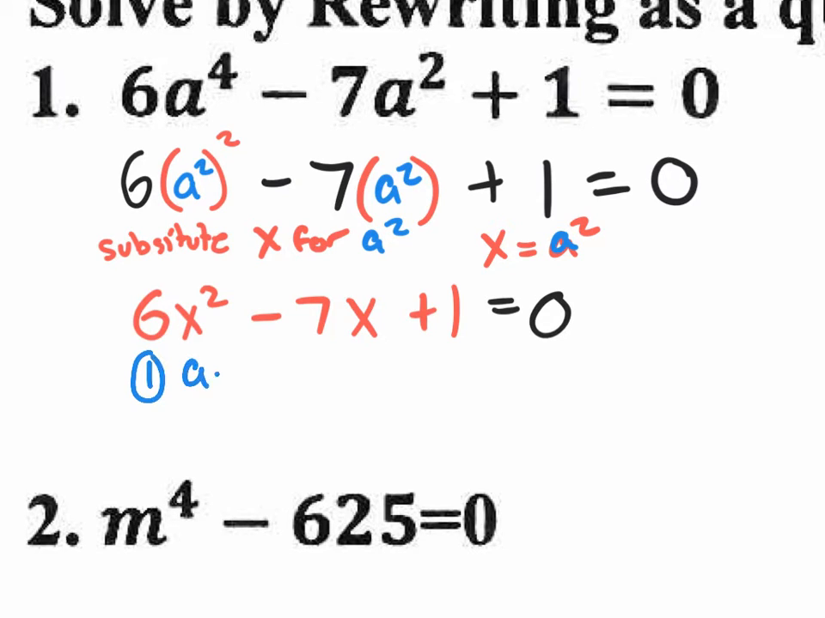6 times 1. Yeah, a times c. That's just 6. Step 2, think of the multiples of 6. That's 1 times 6 or 2 times 3. And you think which pair of numbers combines together to give us that middle value?